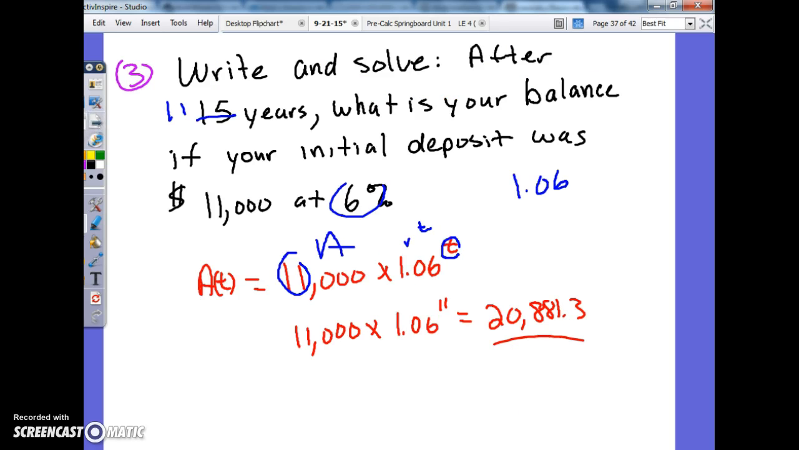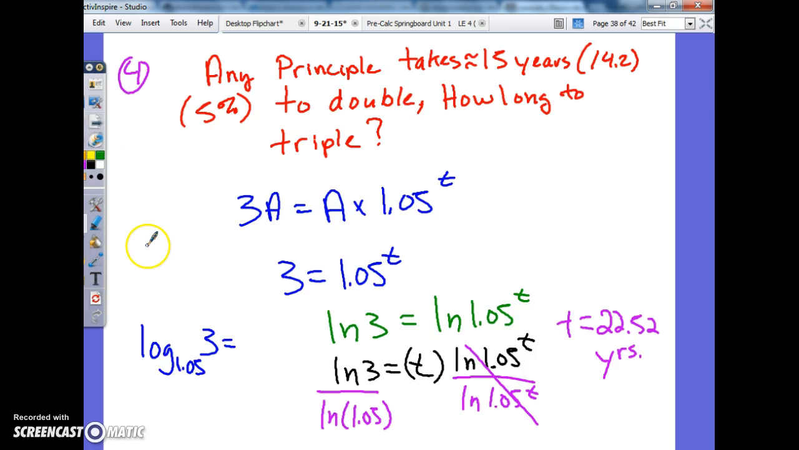Let me go back here for a sec. Clear that up. Okay, I'm glad I caught that. All right, fourth problem. Any principal, your initial amount here, that's your principal. Okay, I could label that P.